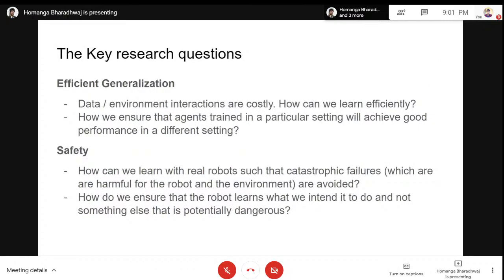Now, that was a summary of robot learning as a whole. And if we talk of the key research questions again, as I mentioned, the first question is efficient generalization. So here the main things are data or environment interactions are costly. As you know, the real world operates in real time. So when you do something in the real world and collect data, the process of collecting data is costly. So how can we learn efficiently with very less real world data?